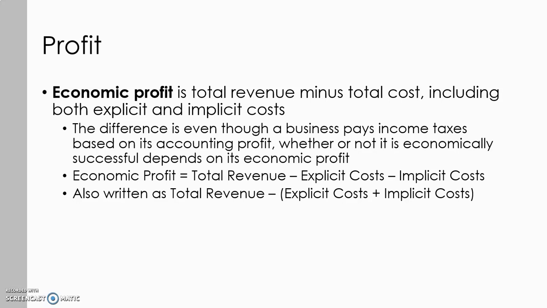Keep in mind, there are two ways to write this: total revenue minus explicit costs minus implicit costs, or total revenue minus (explicit plus implicit costs). Remember your order of operations, folks. Whether the parentheses are there matters. Don't fall into the trap of taking revenue, subtracting explicit, and then adding implicit costs back in.